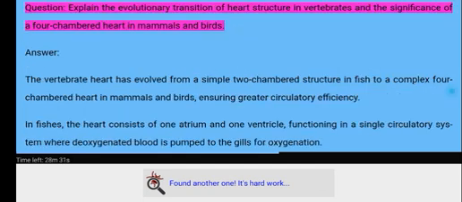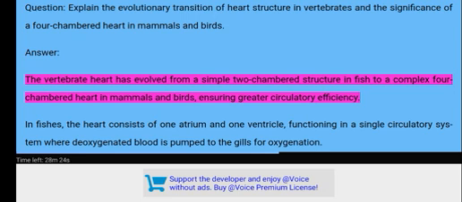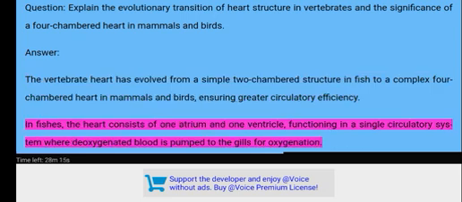Previous year question. Question: Explain the evolutionary transition of heart structure in vertebrates and the significance of a 4-chambered heart in mammals and birds. Answer: The vertebrate heart has evolved from a simple 2-chambered structure in fish to a complex 4-chambered heart in mammals and birds, ensuring greater circulatory efficiency.